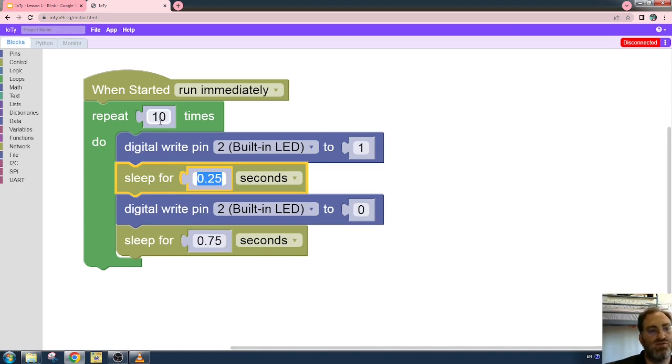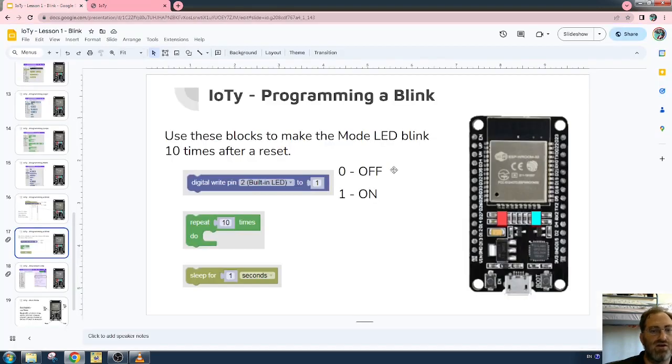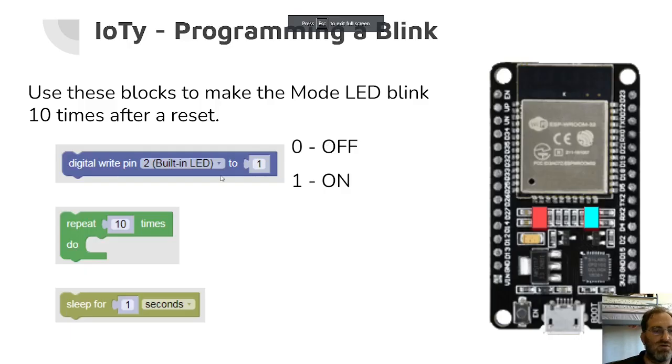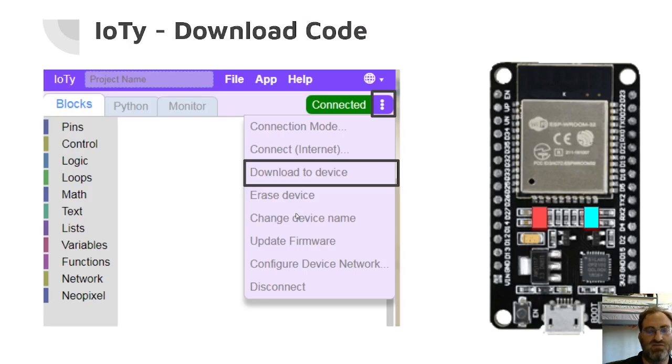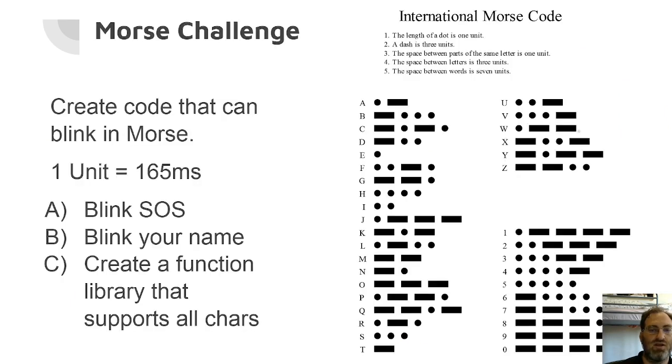Right, so this is how you do it. If you want to blink more times, you can change that. If you want to blink until somebody does something, you can add a while with a condition. We don't have any sensors yet or buttons, so we're not going to do that. Okay, I think that's enough for one lesson. We've learned now how to do all the different basic things, how to program the device, how to reset the device, and how to use a few basic blocks to create a blink.